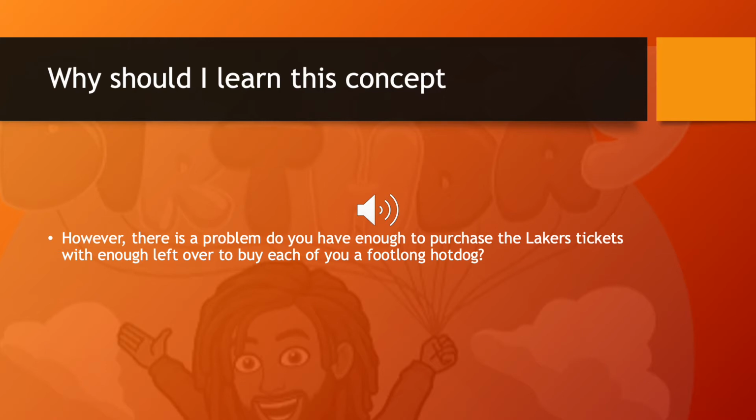So we know you want to buy basketball tickets. Hopefully, you're buying Lakers tickets for yourself and your friend. However, there's a problem or a dilemma. Do you have enough money to purchase the Lakers tickets with enough left over to buy each of you a foot long hot dog? I don't know about y'all, but those hot dogs that they serve when you go to NBA games are amazing. So you want to find out if you have enough to purchase the tickets and to be able to buy you and your best friend a foot long hot dog. So what do you do?